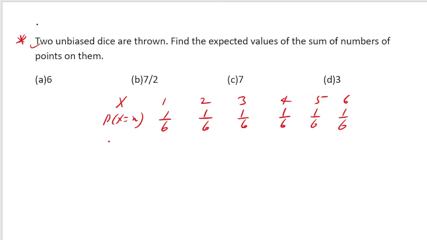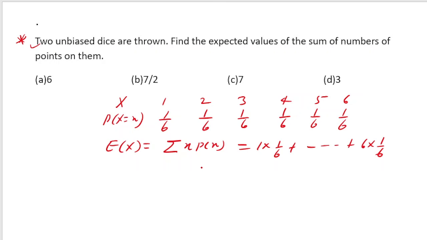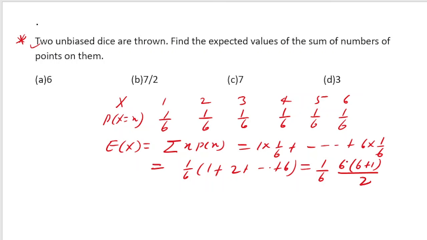So the expected outcome on just one throw, expectation of x, as we know this is a discrete probability distribution, is x into probability of x. So 1 into 1 by 6 up to, I am not writing, 6 into 1 by 6. You can take 1 by 6 common, and you will get 1 plus 2 up to 6. Sum of first n natural numbers is n into n plus 1 by 2. So 6 into 6 plus 1 by 2, 6 cancels, we get 7 by 2.